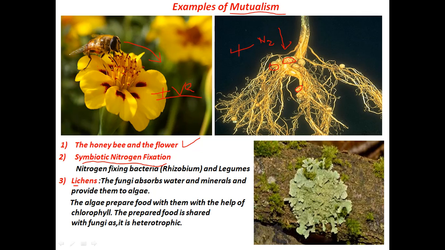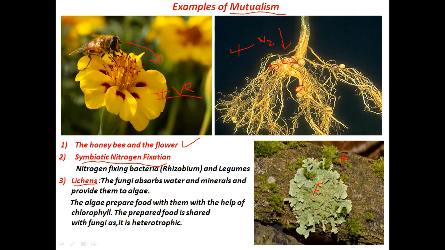Third example of mutualism is the lichens. Lichen, as you see here, this is a lichen. Usually you find them on the tree barks or bare rocks, etc. This lichen is not a single organism. It's a combination of fungi and algae.